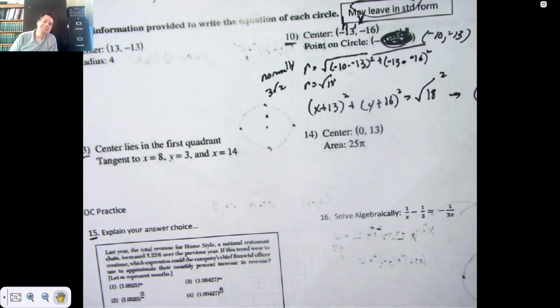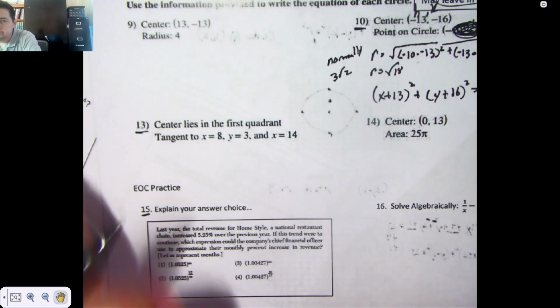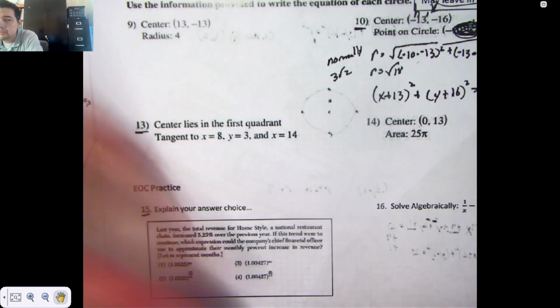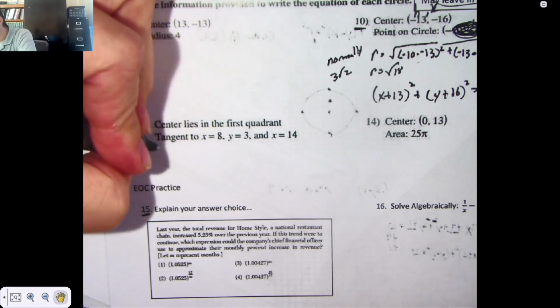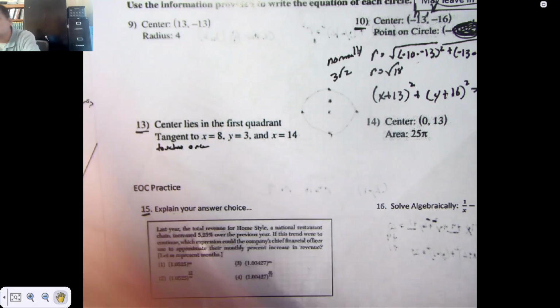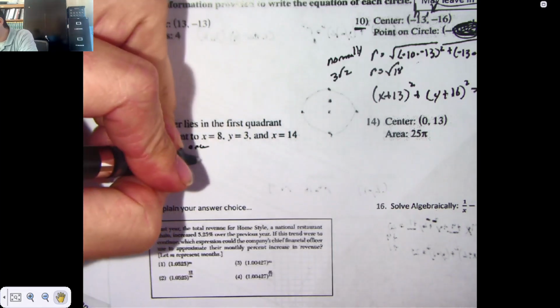13. Center lies in the first quadrant. Tangent x equals 8, y equals 3, and x equals 14. So for all of you kids who are like, I don't understand, Milbrath, I was good at geometry. No, you weren't. Hey, I love it for you. If you don't remember what tangent is, you weren't good at geometry. Tangent means touches once. That's what it means. First quadrant, I'm going to draw.